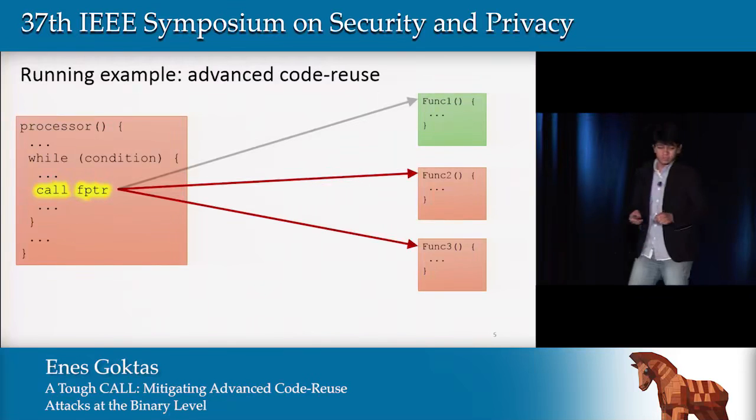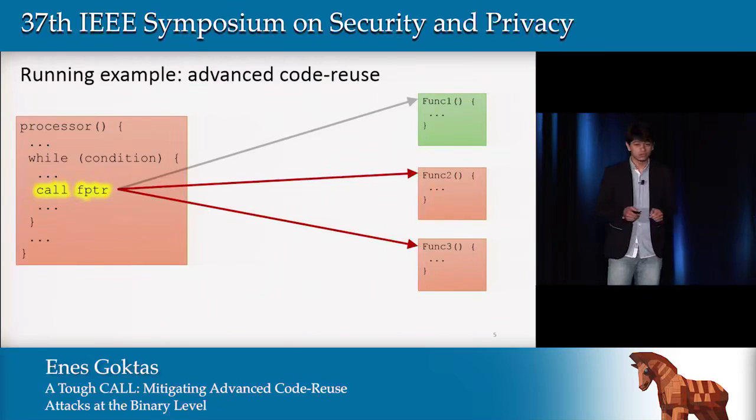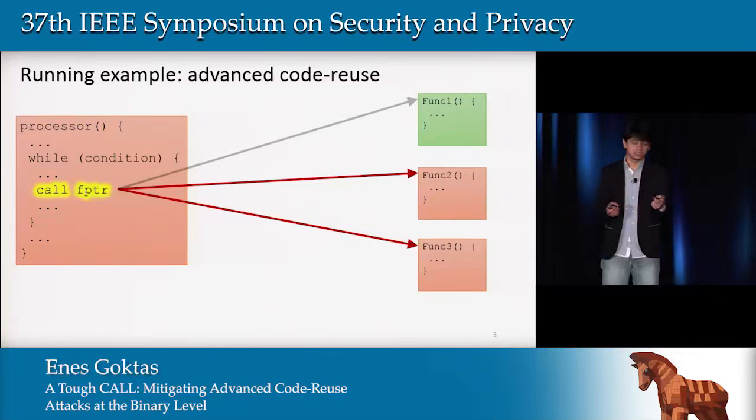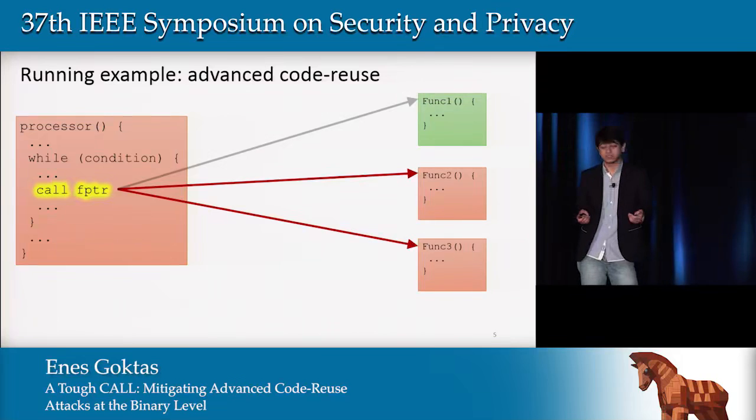Okay, so what does an attacker do? The attacker gets control over this indirect call with some vulnerability. So it gets control of this f pointer. It loads the address of its function of interest, for example, function 2 and function 3.